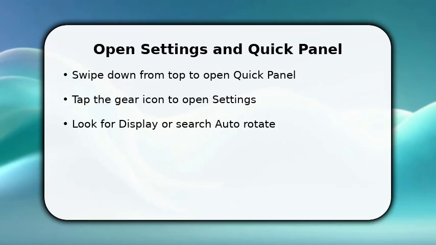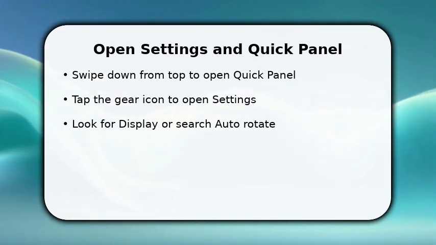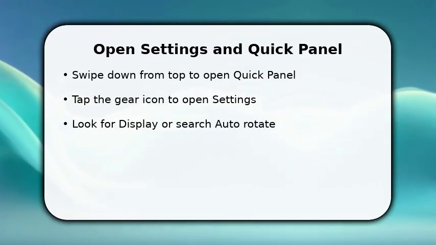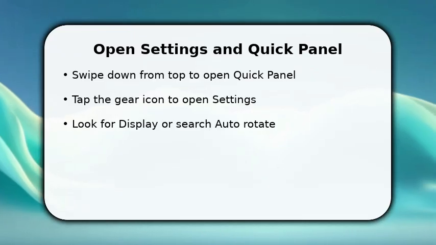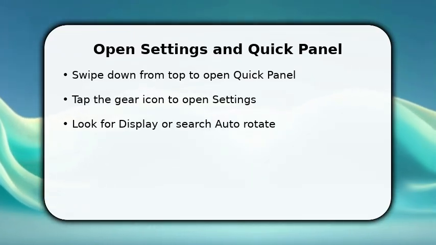Once in settings, either select display or use the search bar and type auto rotate to jump straight to the setting. Make sure you're on the main device account and not in a restricted profile so the option appears. This prevents confusion when the toggle is missing.